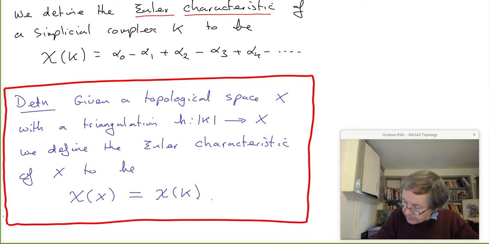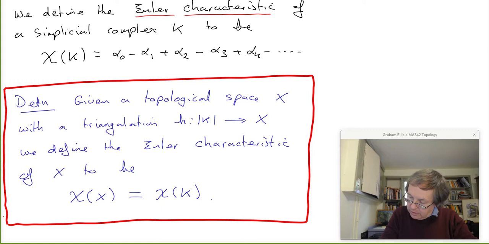I'm a little bit more restrictive here. I've insisted that all my faces are triangles in this definition, but apart from that, it's rigorous. So at least we've got to a rigorous definition of the Euler characteristic. There's something that needs to be said.